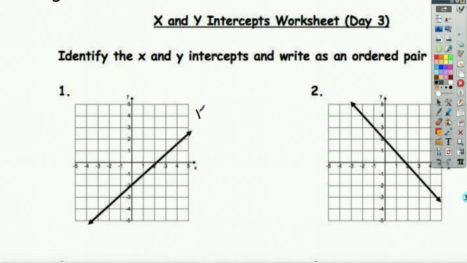So if I'm looking at number 1 and I need to find the x-intercept, I'm going to find the x-intercept by looking at the x-axis, which is our horizontal axis, and finding where our line crosses that x-axis. And so that's going to be right here, and that x-intercept is going to be at (2, 0). Our y-intercept is going to be where we cross the y-axis, and so that's going to be right here at (0, 2).